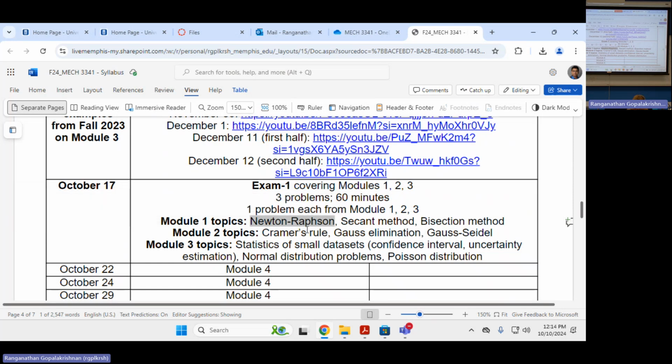The second module is actually really simple. You will definitely be able to finish a problem within 20 minutes. It's really like 3 equations, 3 unknowns, nothing fancy there. Okay.